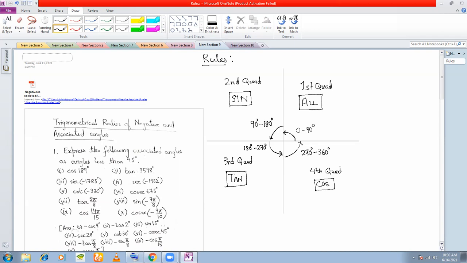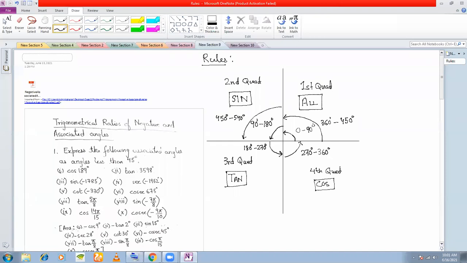This is for one rotation. You can have the next rotation also. In the next rotation, what angles will you have? You will have 360 degrees to 450 degrees. In the next rotation, you will have 450 degrees to 540 degrees, and so on. Understood? So we go in the anti-clockwise direction.